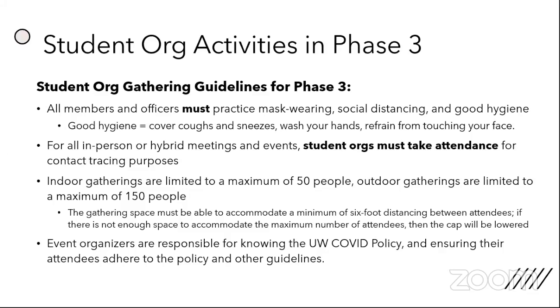Indoor gatherings are limited to a maximum of 40 to 50 people, and outdoor gatherings are limited to a maximum of 150 people. This, of course, means that the space in which you're hosting the gathering has to be able to accommodate a minimum of 6-foot distance between attendees. If there is not enough space to accommodate the maximum number of attendees, then this cap has to be lowered. The event organizers are responsible for knowing the UW COVID policy, and if it changes, you're also responsible for keeping up to date with it to ensure that attendees adhere to the policy and any other guidelines.